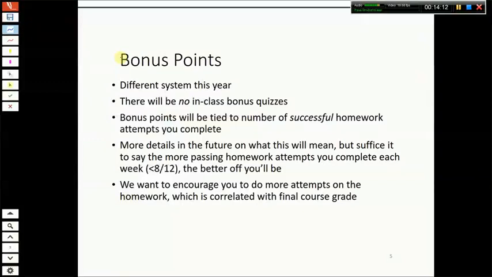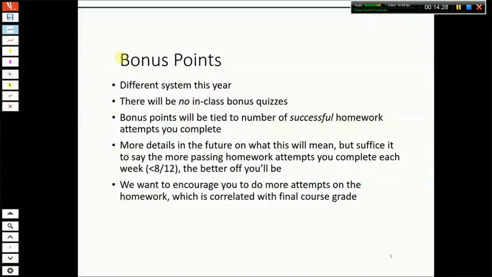So we want you to actually do 4 attempts and actually try on all 4 attempts to do most or all of the questions and to get as many right as possible. So it's going to be somewhat based on how much effort you put into the attempts. Again, we're going to define that more carefully later on.